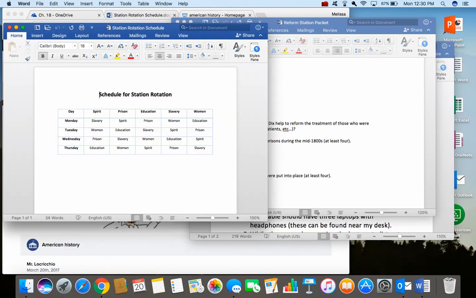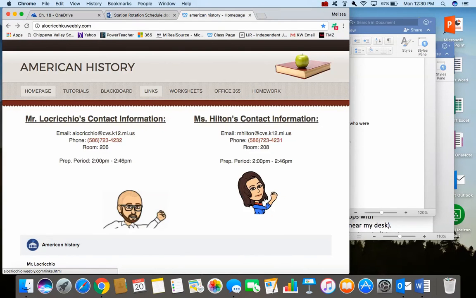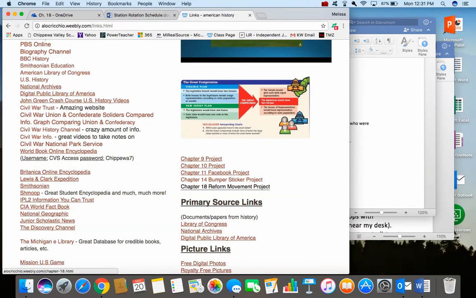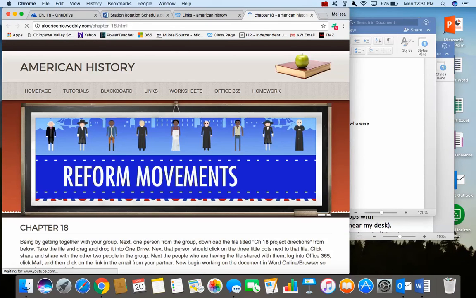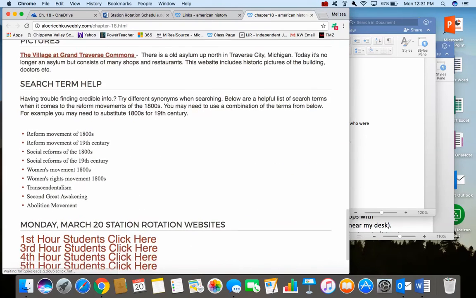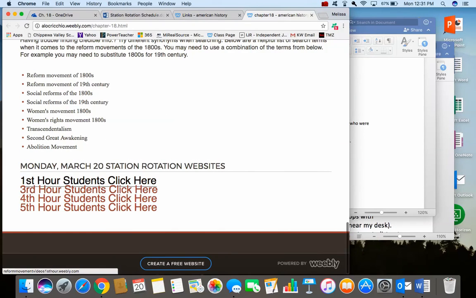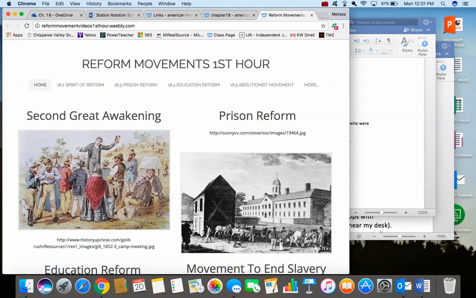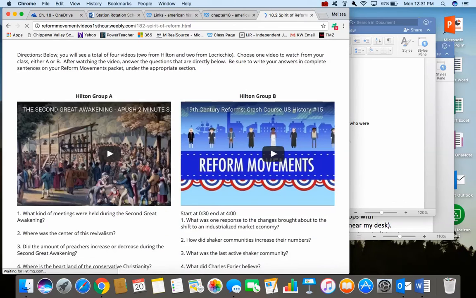You go to Mr. Lacricchio's website, and if you click on links, and go down to chapter 18, Reform Movement Project, you scroll all the way down. There you go. If I click here, first hour students. If you're in first hour, that's the one you're clicking on. You don't get to click on whatever one you want. First hour clicks on first hour, third hour clicks on third hour, and so on. If I need to watch the videos for Spirit of Reform, I click on this, and there they are.